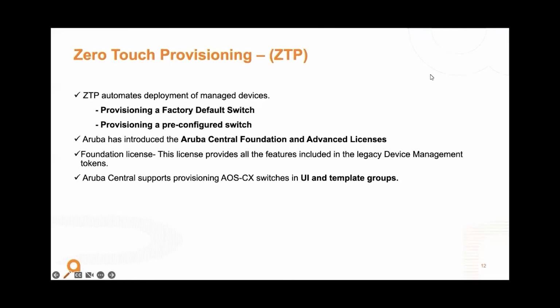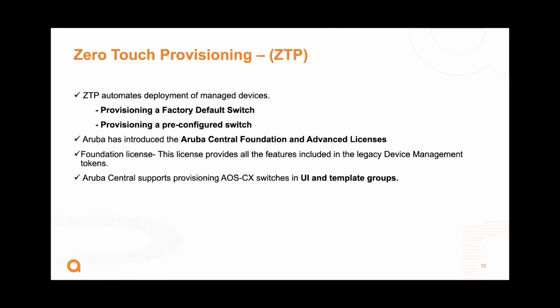ZTP allows device pre-provisioning or provisioning automatically with minimal manual intervention. It also eliminates the traditional method of deploying and maintaining devices. Provisioning devices to Aruba Central can be done in two ways. The first is provisioning a factory default switch. Let's say when a new AOS switch is powered on, it automatically obtains its IP address, connects to Aruba Activate, and downloads the provisioning parameters.